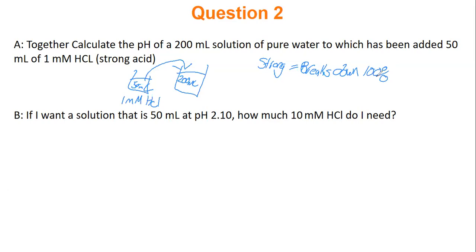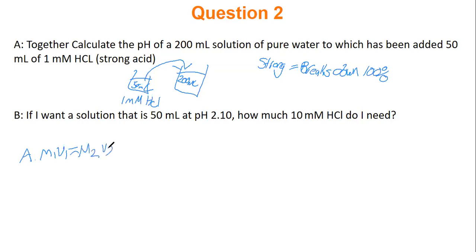So I take 50 milliliters of this acid, put it into 200 milliliters, and what is my pH? All right. There's a couple ways to do this. One that's really long and one that's super short. So I'm going to tell you how to do the super short method. This is a dilution problem. So I'm just going to write A down here. We can use the dilution equation to solve it.